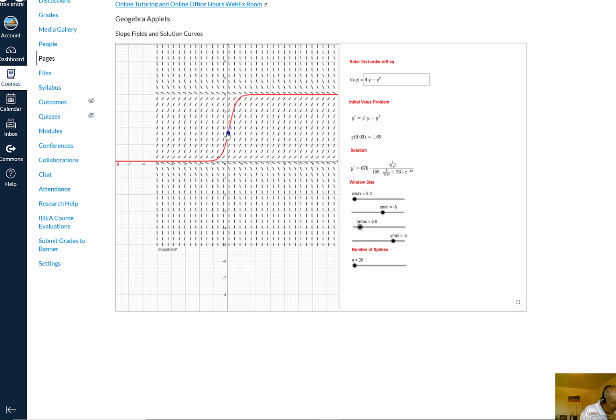Remember, we're focusing on the first quadrant as representing time starting at 0 and moving forward, and these would be our initial values, the amount of population we started with. And the slope field demonstrates the fact that if you start with a population below the carrying capacity and move forward in time, the population will rise to the stable equilibrium solution of the carrying capacity, which is 4 in this case.